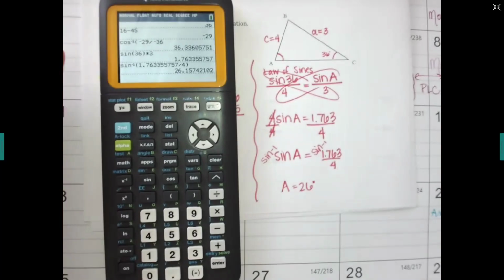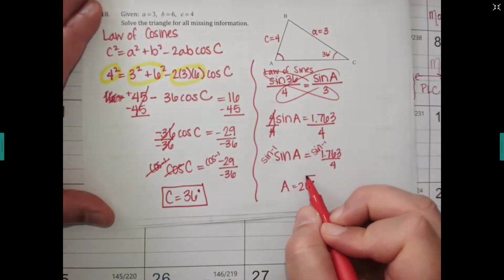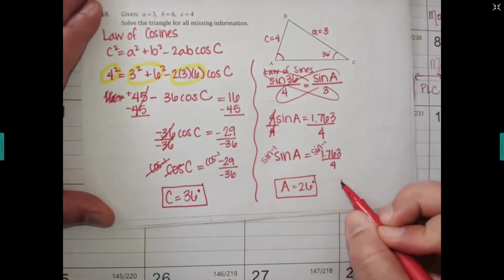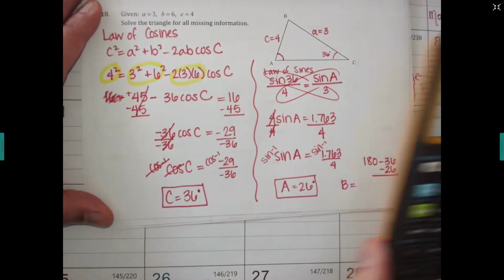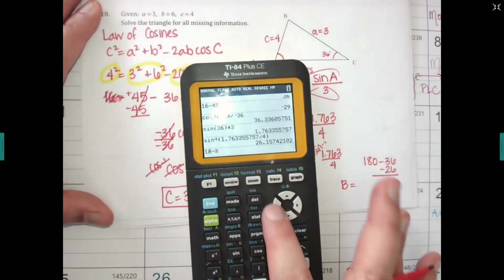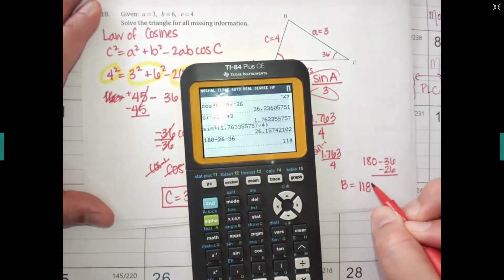Okay, now, quick question. I already had all 3 sides. I need all 3 angles, but I already have 2 of them. Do I have to do another long, complicated problem to get the last angle? No, because what do all 3 of them add up to? 180. So if I know that C is 36 and A is 26, then my B will be 180 minus those. So I'll do 180 minus 26 minus 36. That means B is 118.